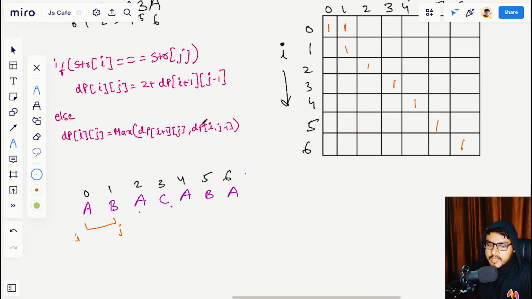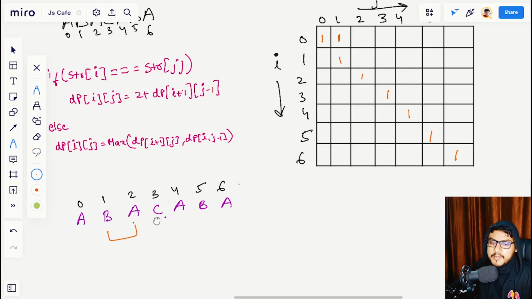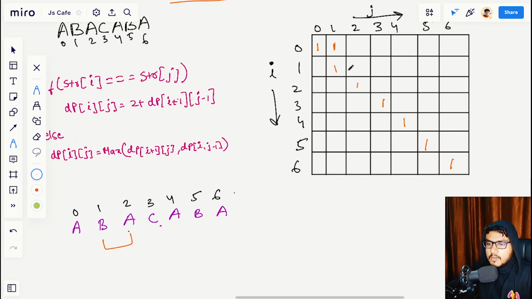Okay. Next we move our i and j. Again, let's do it quickly. We are moving i and j over here. We saw that b and a are not equal, so we have to fill the maximum of this value and this value, which would be 1. Okay, move our index. A and c. So a and c are equal? No, they are not equal. So the value filled over there is the maximum of these values, which would be 1. Okay. Now we move to the next.